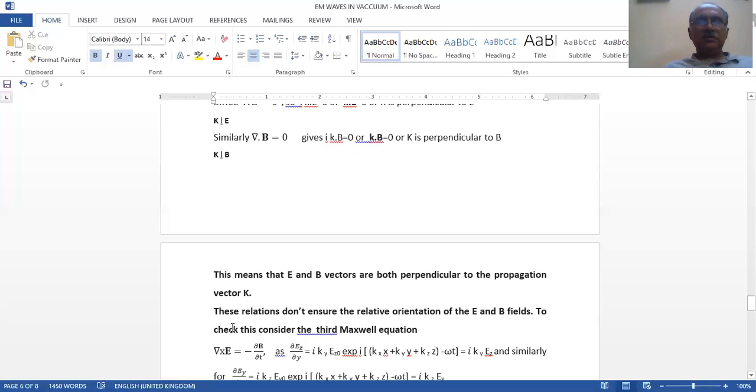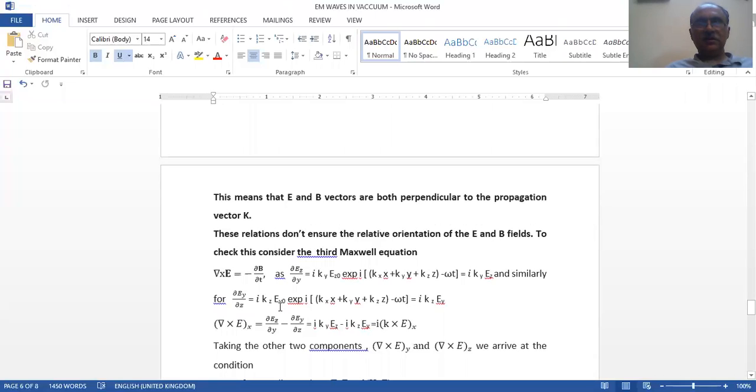However, these relations don't ensure the orientation of E and B fields, meaning how E is oriented with respect to B, which you still have to explore. To check this, we consider the third Maxwell equation, which is the curl of E equal to minus del B by del t.